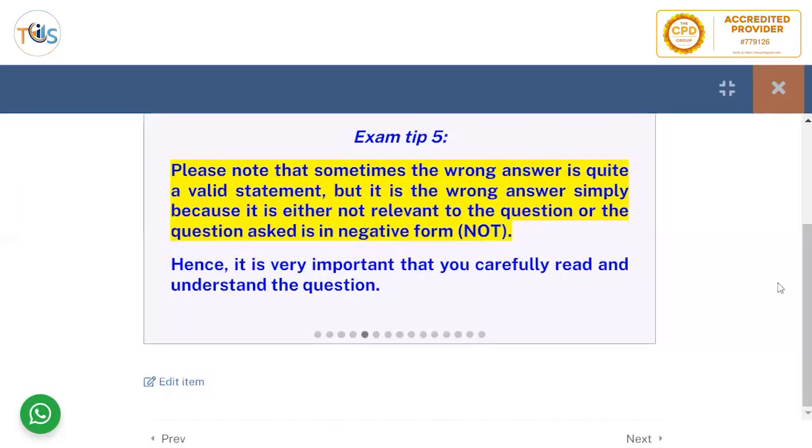Please note that sometimes the wrong answer is quite a valid statement, but it is the wrong answer simply because it is either not relevant to the question, or the question is asked in a negative form, such as "not". Hence, it's very important that you carefully read and understand the question.